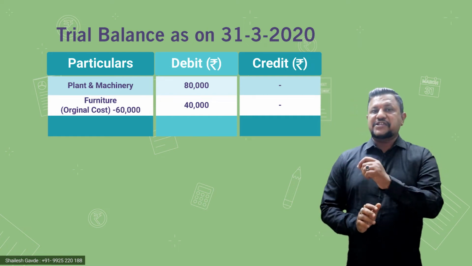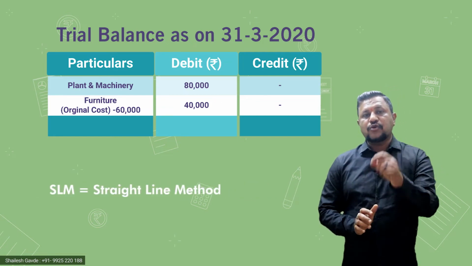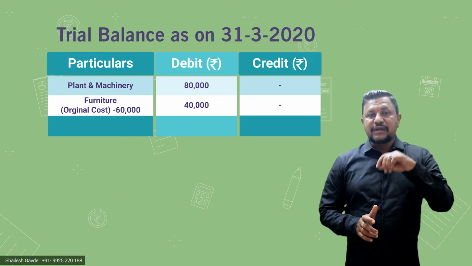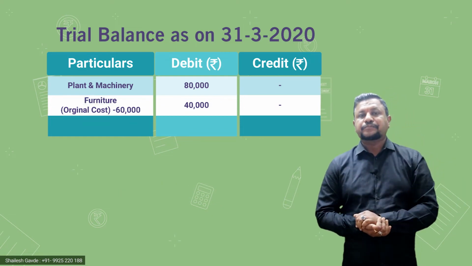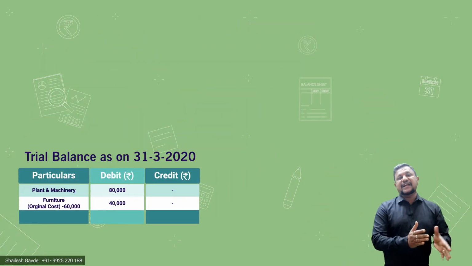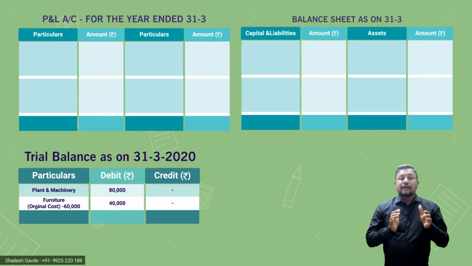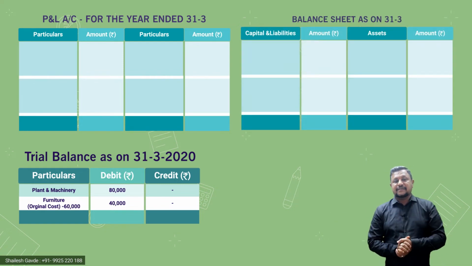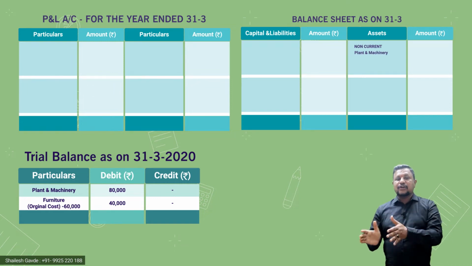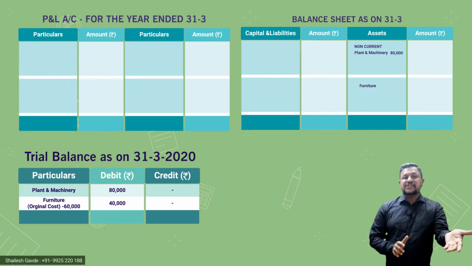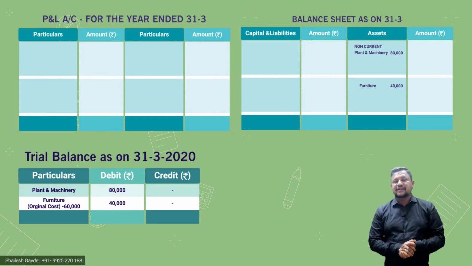In case of furniture, we have to charge depreciation by straight line method. So in the trial balance, below furniture, they have given us the original cost. Now, if we see the effects, we'll take profit and loss account and balance sheet. First, we post the trial balance items, plant and machinery on asset side, non-current assets, inner column 80,000, furniture, asset side, non-current asset, inner column 40,000.